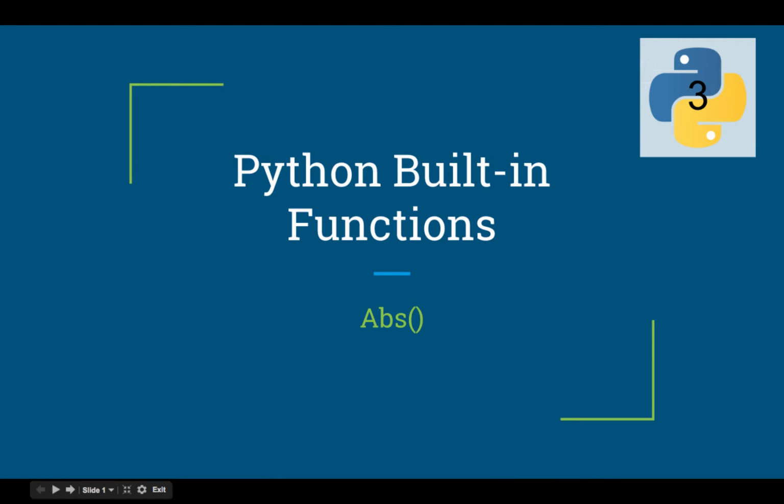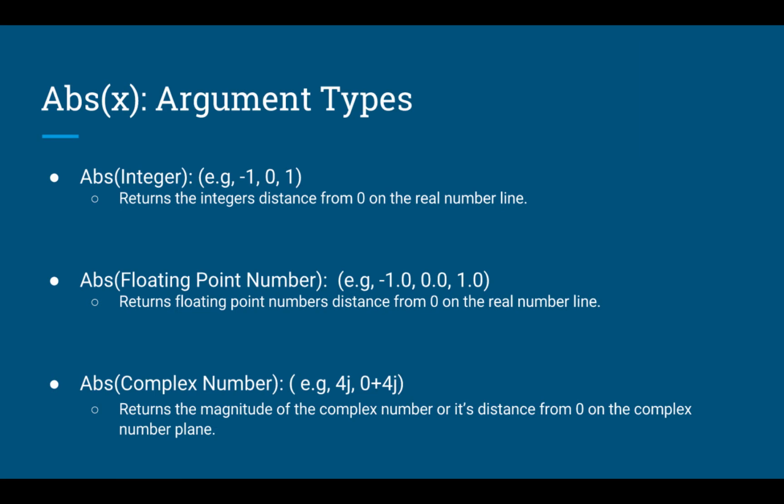Let's take a look at the arguments that the absolute function accepts. We have about three arguments: one is an integer, two is a floating point number, and three is a complex number. For those of you who don't know, an integer is a real number that doesn't have any fractional component. A floating point number is a number represented as a decimal.